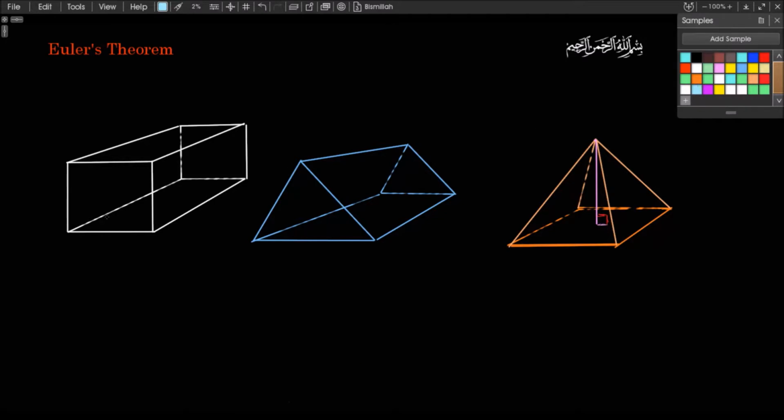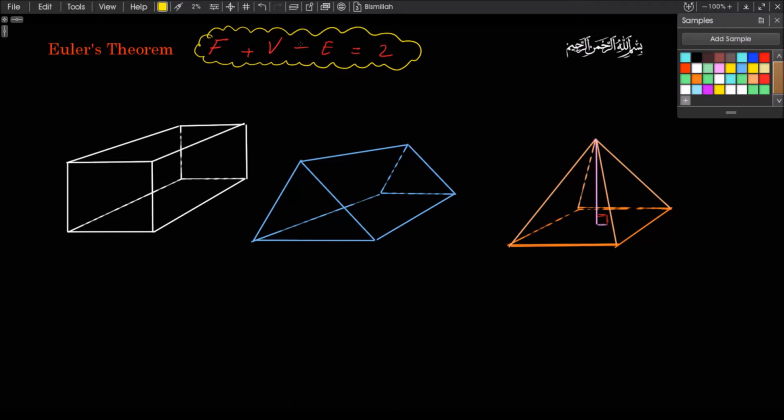So I've drawn for you over here a square prism, a triangular prism, and a square pyramid. Now, Euler's theorem applies to polyhedrons. This is what it says. It states the number of faces plus the number of vertices minus the number of edges equals 2 in all polyhedrons. Again, the number of faces plus the number of vertices minus the number of edges equals 2.